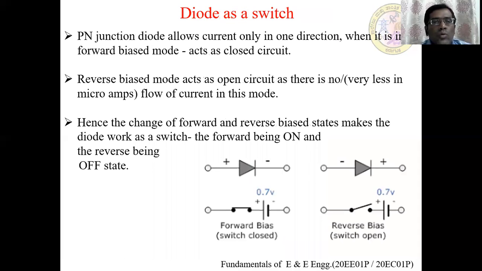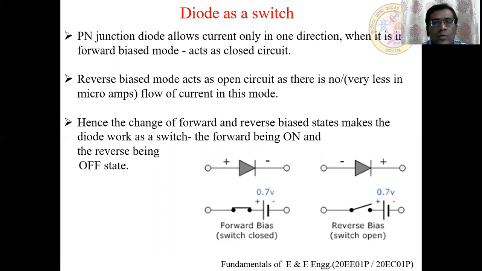Now see how the diode works as a switch. The PN junction diode allows current only in one direction. When it is in forward bias mode, it acts as a closed circuit. The reverse bias mode acts as an open circuit as there is no flow of current in this mode.